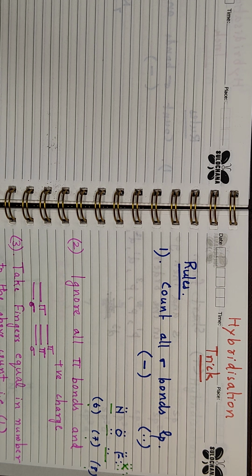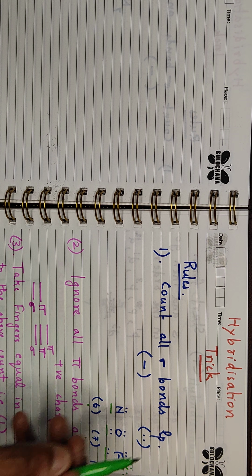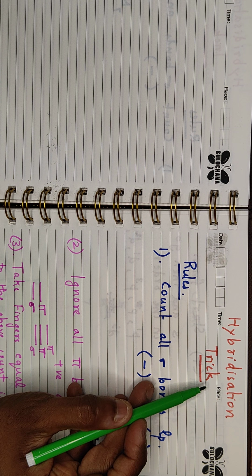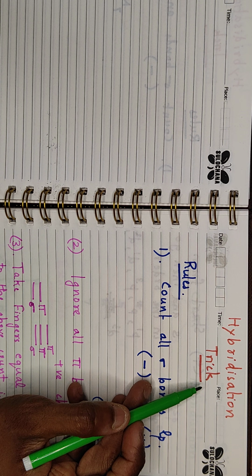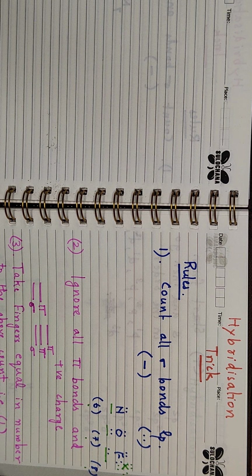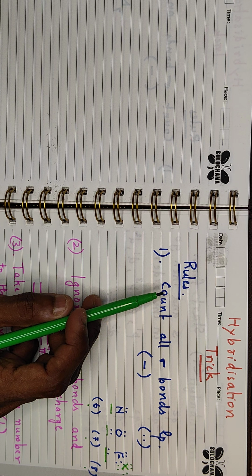Hi everyone, welcome. In today's video, we are going to see an easy trick to find the hybridization of the central atom in a compound. Here are certain rules which can be used to easily find the hybridization of the central atom.